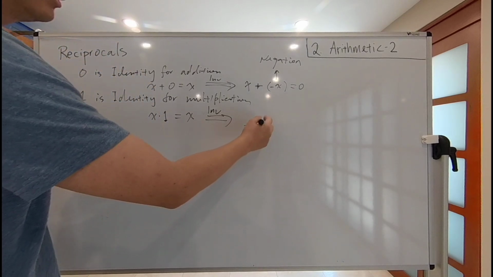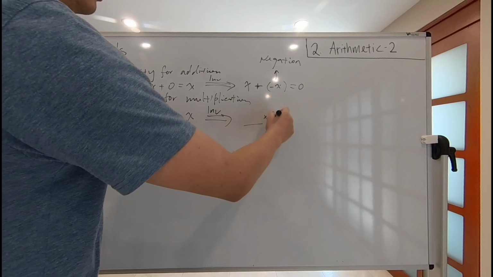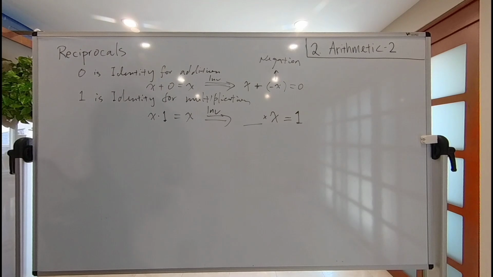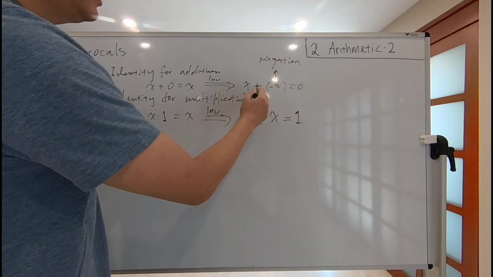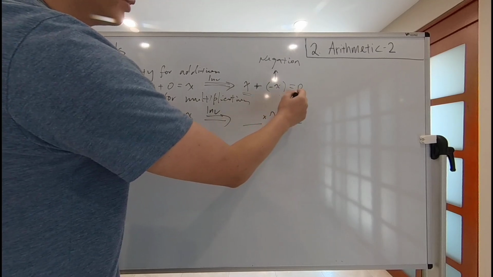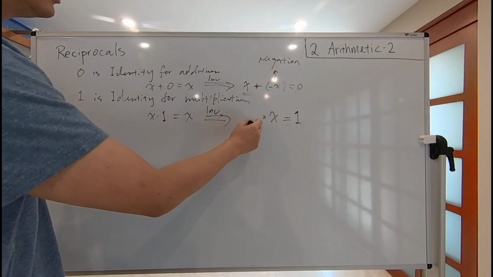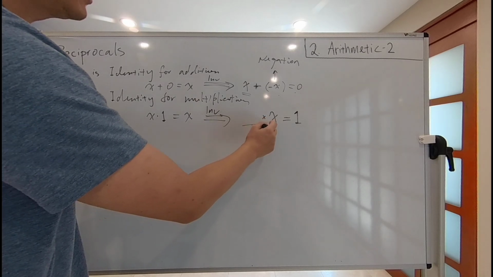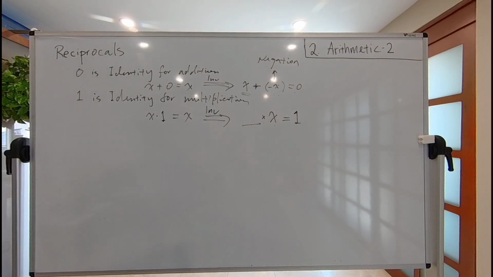Or in other words, do we have a number that multiplied by x equals the identity, 1? Because we just learned that a number added to the negation of this number equals 0, which is the identity in addition. Now, do we have a number in multiplication that, multiplied by x, will equal the identity in multiplication? So yes, we do have such a number, and it is called the reciprocal.